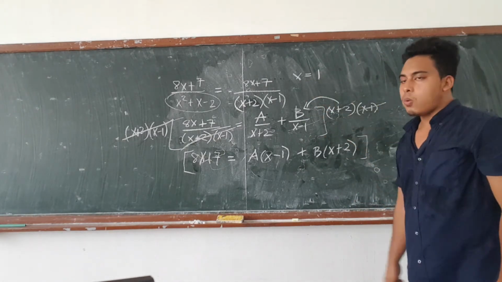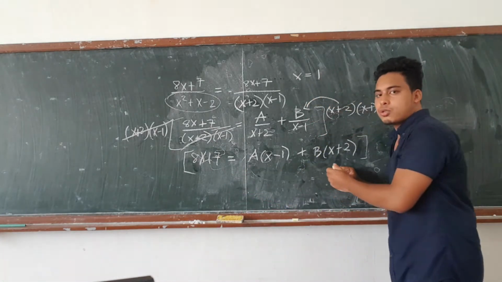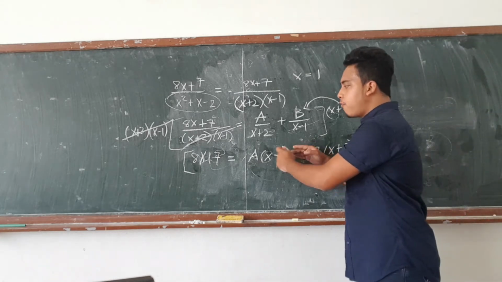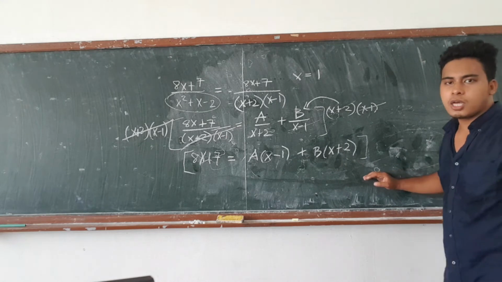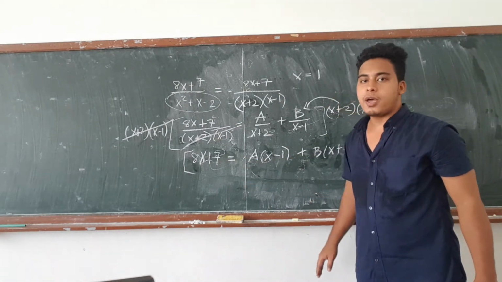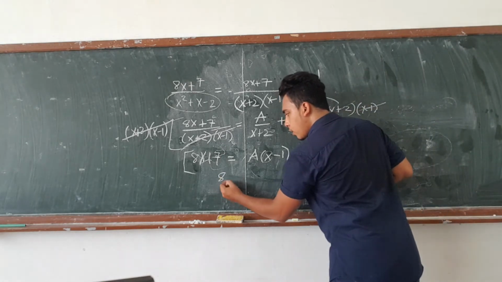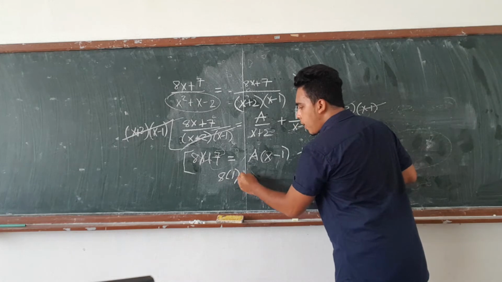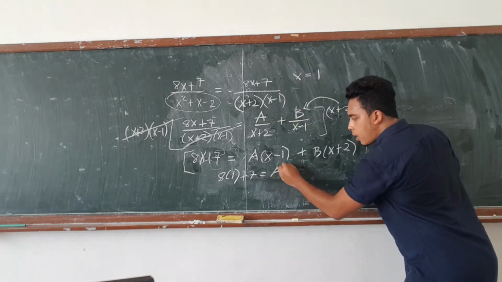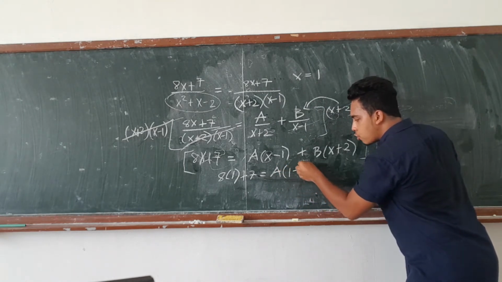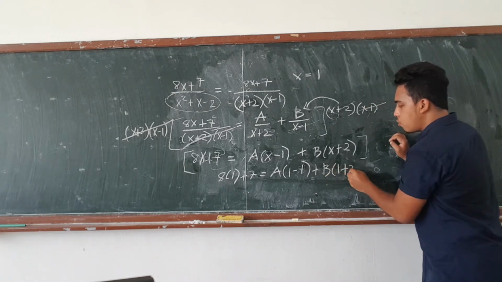So, x is equal to 1. Assuming that x is equal to 1, let's substitute the value of x in every variable x. Meaning, in our expression, our equation, all the variables x will be substituted with 1. So, a times 1 plus 7 is equal to a times 1 minus 1 plus b times 1 plus 2.